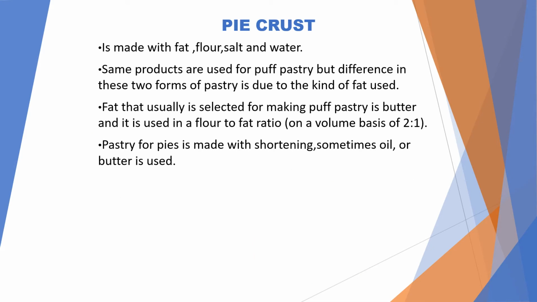Pie crust is made with fat, flour, salt, and water. The same products are used for puff pastry, but the difference in these two forms of pastry is due to the kind of fat used. So, if the kind of fat is changed, the type of the product can be changed also. The fat selected for making puff pastry is butter, and it is used in a flour to fat ratio on a volume basis that is 2:1. While for pies, it is made with shortening. Sometimes oil or butter is also used.